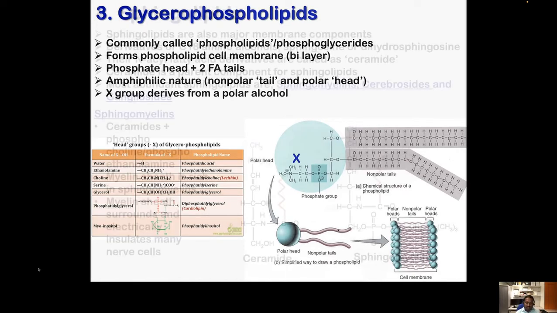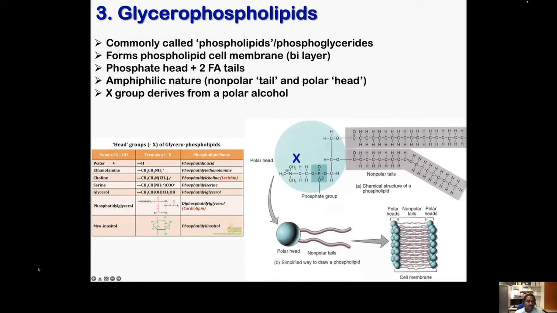The X group can be different groups. For example, if it is a water molecule in the X group, it's called phosphatidic acid. If it is ethanolamine, it's called phosphatidyl ethanolamine. If it's choline, it's called phosphatidyl choline. So the names change based on the X group attached here. They are all important for cell membranes, but for different cell type membranes.